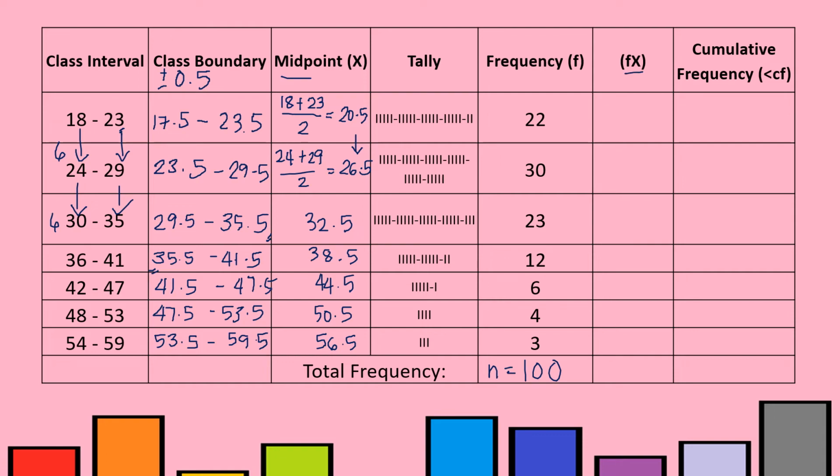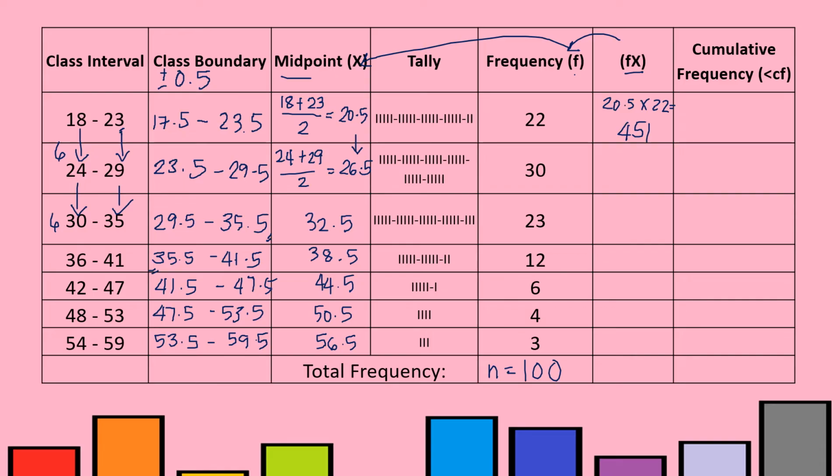Now, what is fx? So fx, not f of x. It's fx. So you will just multiply the frequency to the midpoint. So it's 20.5 times 22 is equal to 451.